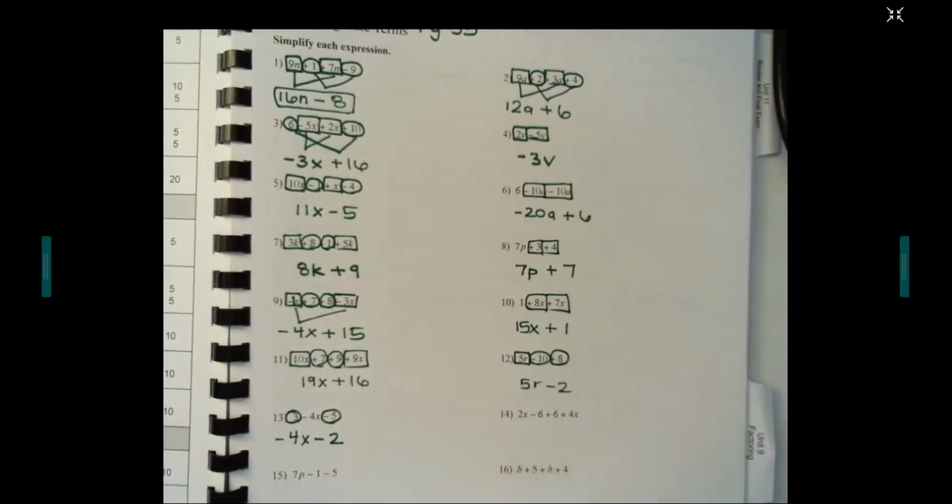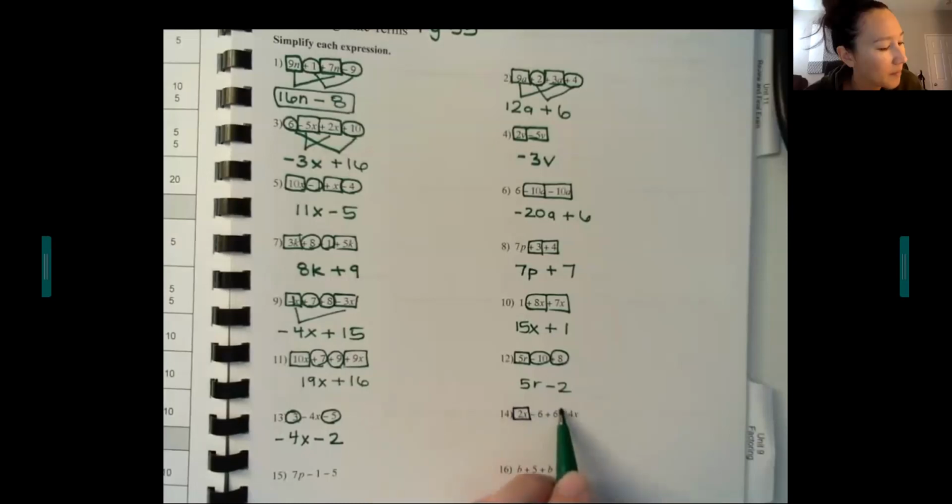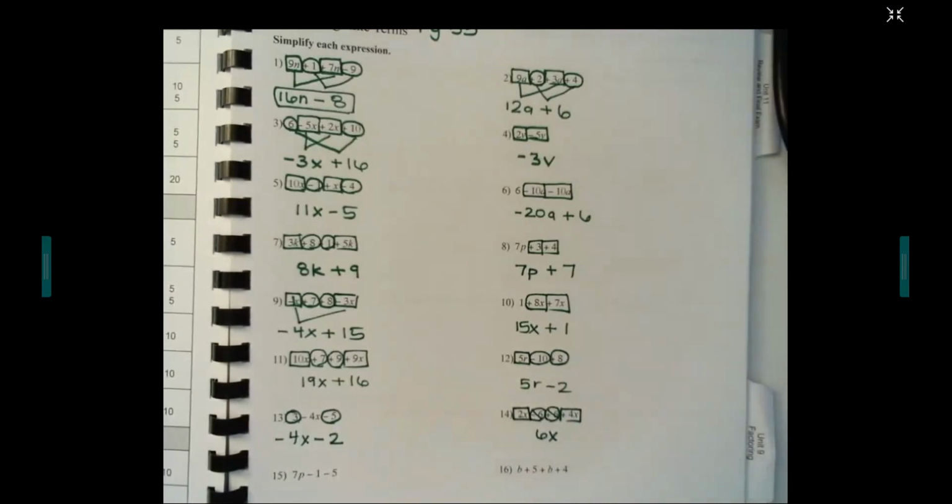And Tiana, number 14. You just get 6x because you cross off the 6's. Yep, that's right. So these are opposites, right? We have a -6 and we have a positive 6. So those just cancel each other out. So 2x plus 4x is 6x. Very good, Tiana. Thank you.